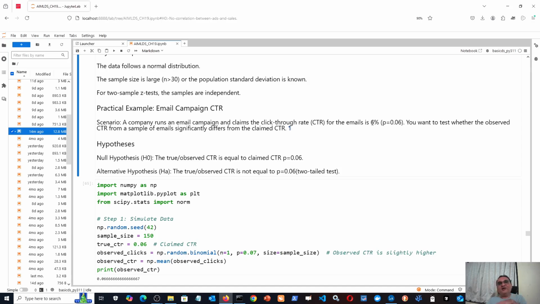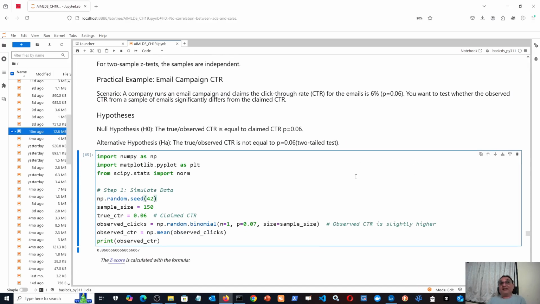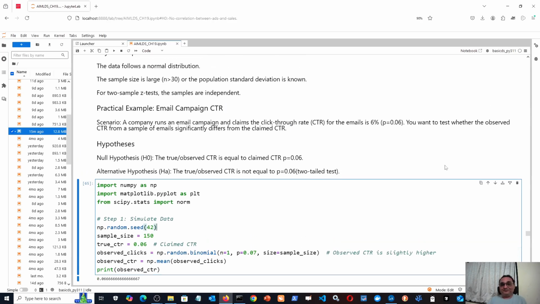So that means I don't want value on the lower side, and I don't want value on the higher side either. Okay, so that thing is called a two-tailed test. Now this email campaign is not a very fit case for a two-tailed test, but there are certain cases.